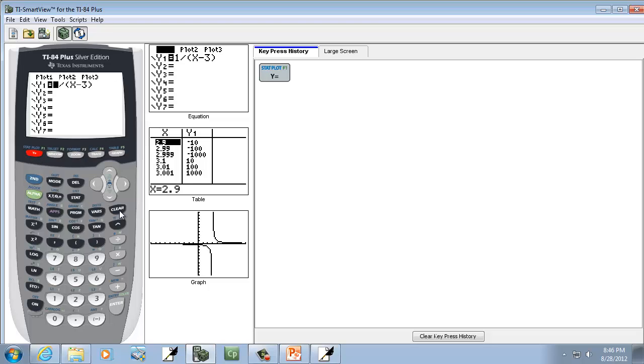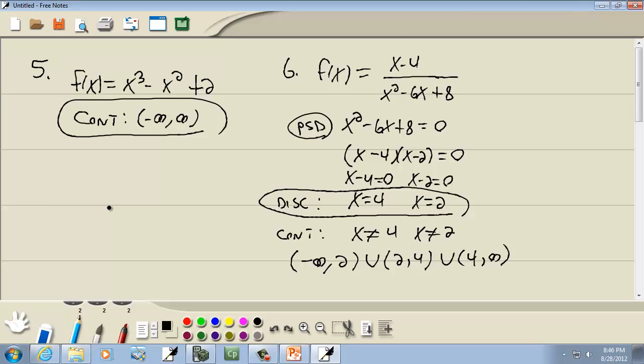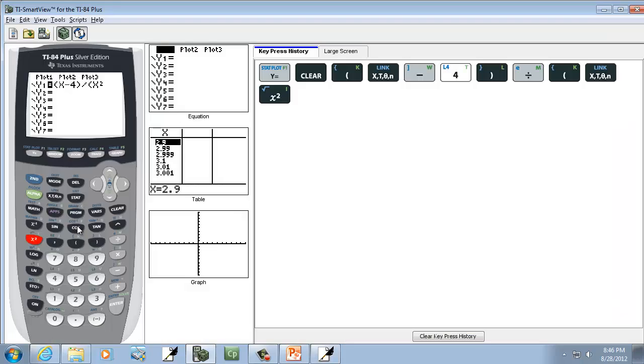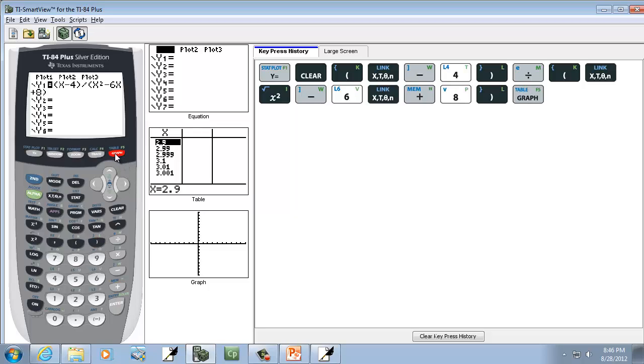So I press y equals, I press clear. Now to graph this on your calculator, whenever you have more than a single term up on top or a single term on the bottom, you have to put parentheses on it. Well, there's 2 terms up on top, so I'll put parentheses on that. And there's 3 terms down here, so I'll put parentheses on that. Other than that, we're going to enter it as you see it. So I'll do a beginning parenthesis, x minus 4, close parenthesis, divided by, beginning parenthesis, x squared minus 6x plus 8, and then closing parenthesis, and then graph.